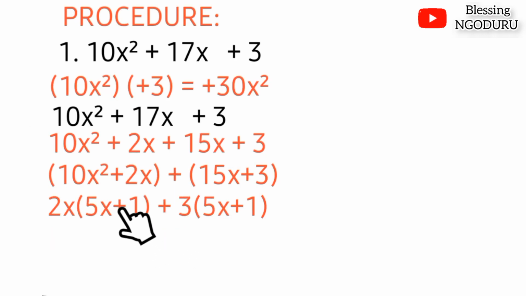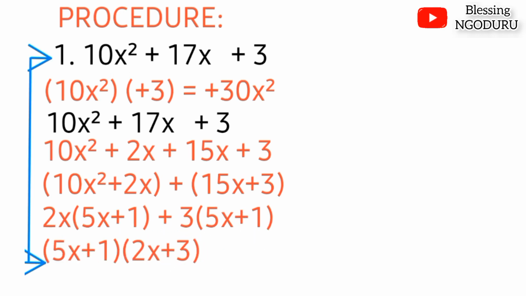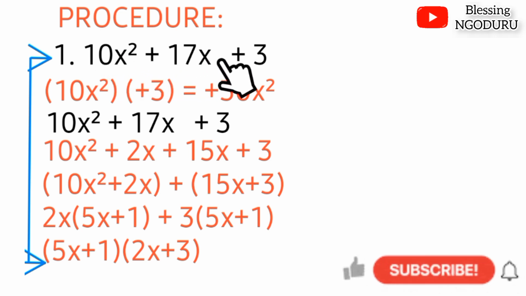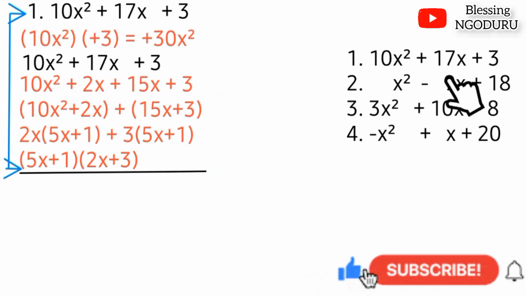We could see that the values inside the brackets are similar, so we'll take 5x plus 1 and then bring 2x plus 3 together. So the factorization of 10x² plus 17x plus 3 gives this. Now let's answer the second question.